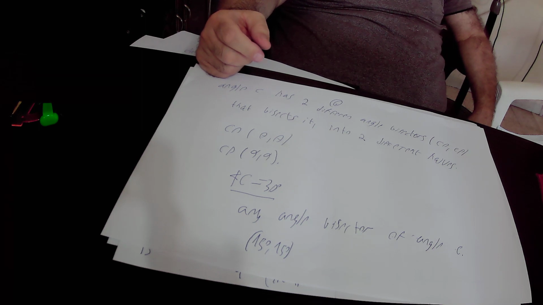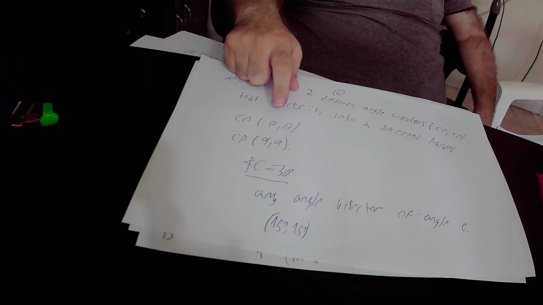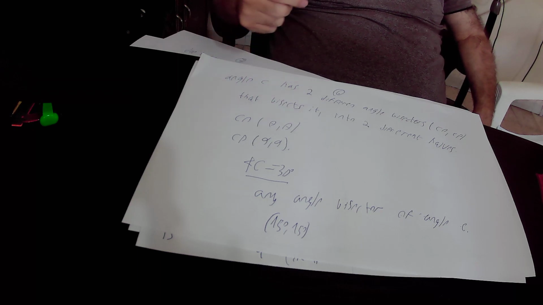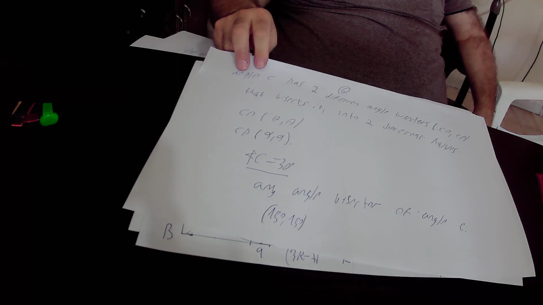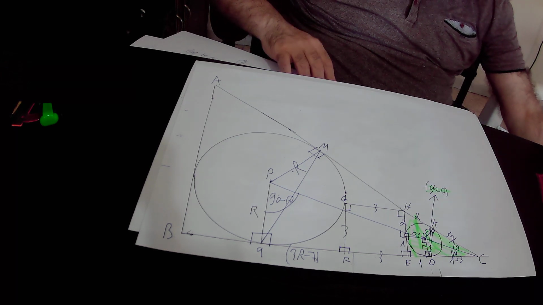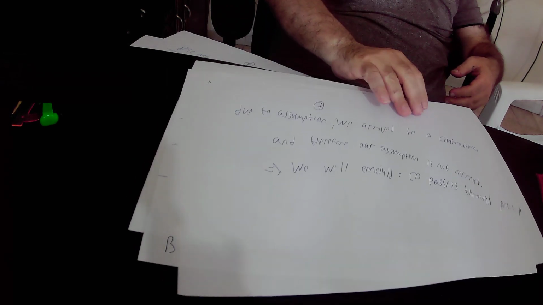Why? Because if angle C is equal to 30 degrees, then any bisector that bisects angle C will bisect it into two halves, 15 degrees and 15 degrees, and not any other halves. Okay? So, due to the contradiction, we will conclude that our assumption is not true.